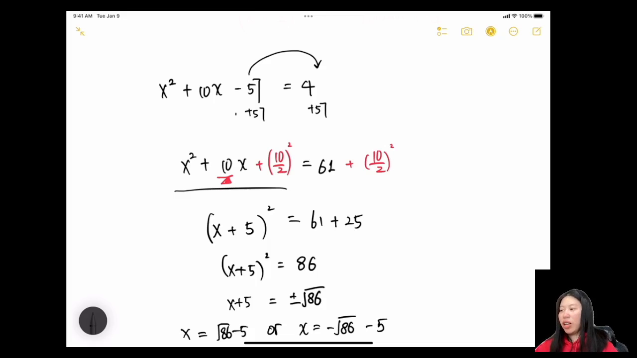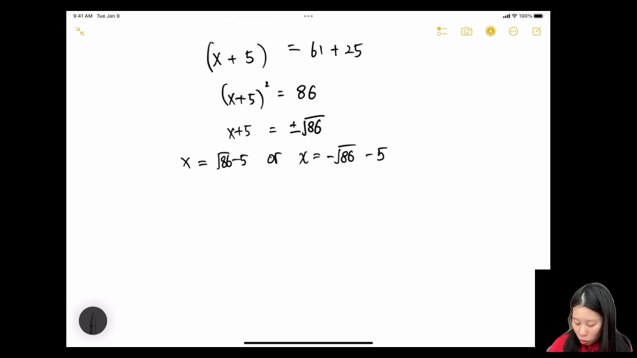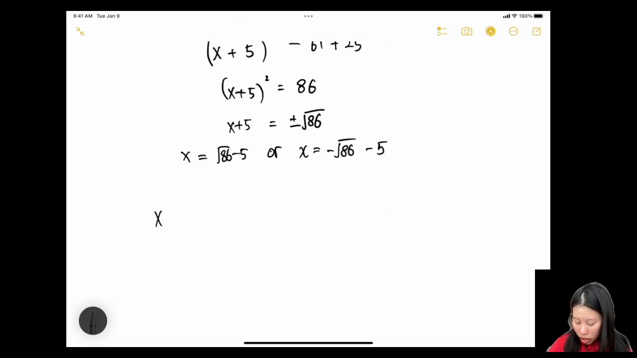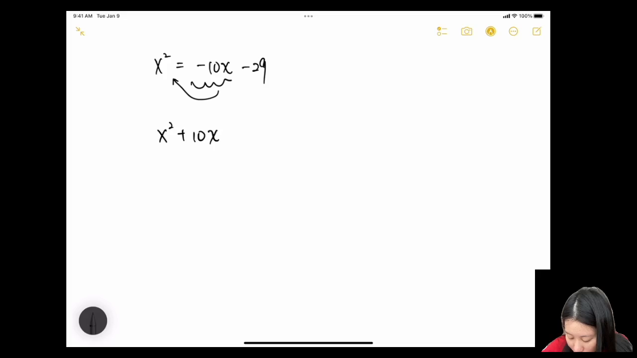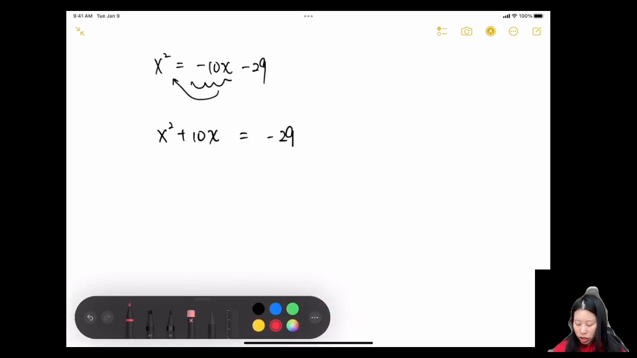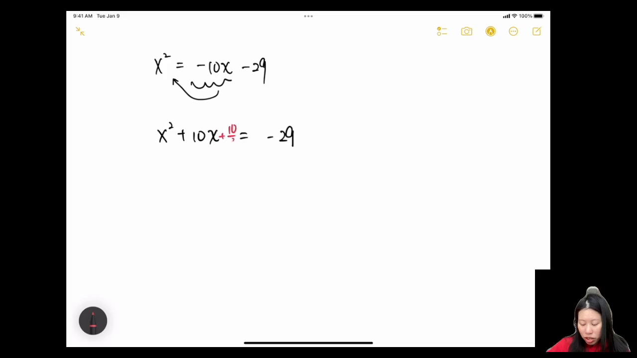Okay, let me give you the last example. What if the function looked like this? x squared equals negative 10x minus 29. Okay, so this one, you already have the constant term on the right. So which one do you want to move to the left? This one, right? So what we will do is add 10x on both sides. And then follow what we did earlier. And then we add half of 10, squared, on both sides.